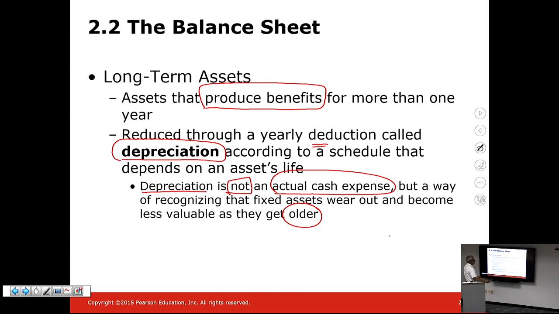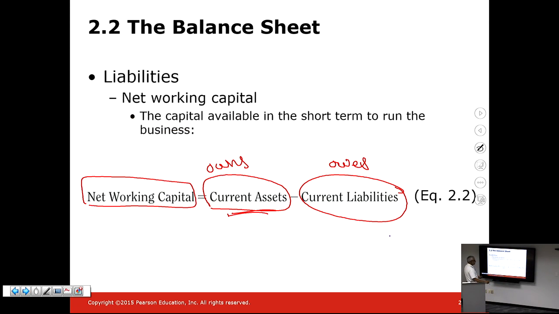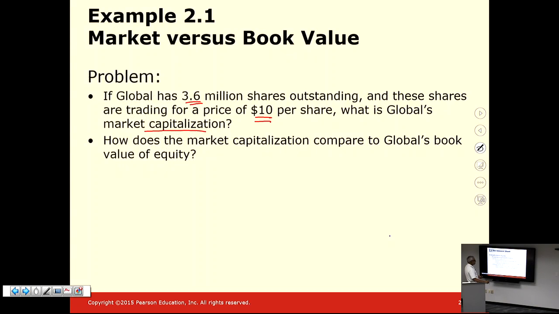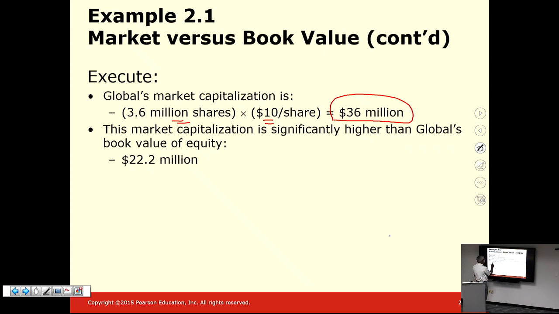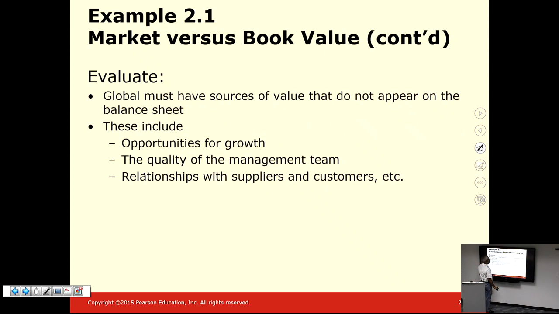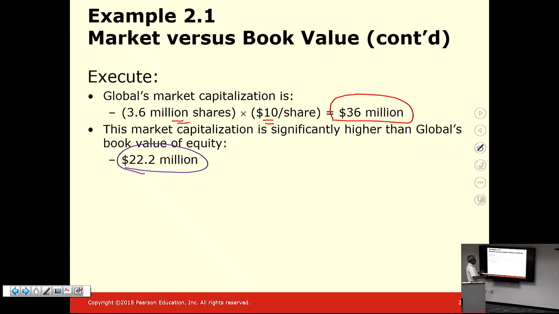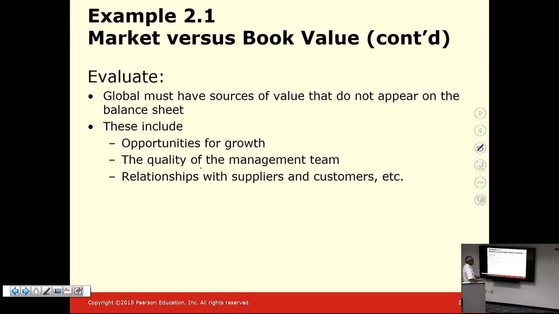So now if I take the market value of equity that I just calculated over here, 36 million, and divide that by 22.2 million, I get the ratio. I get to what extent the market value has increased. The value of the company increased in the eyes of the market participants, in the opinion of the market participants, above and beyond what the value was when original shareholders or owners had invested money into this company.